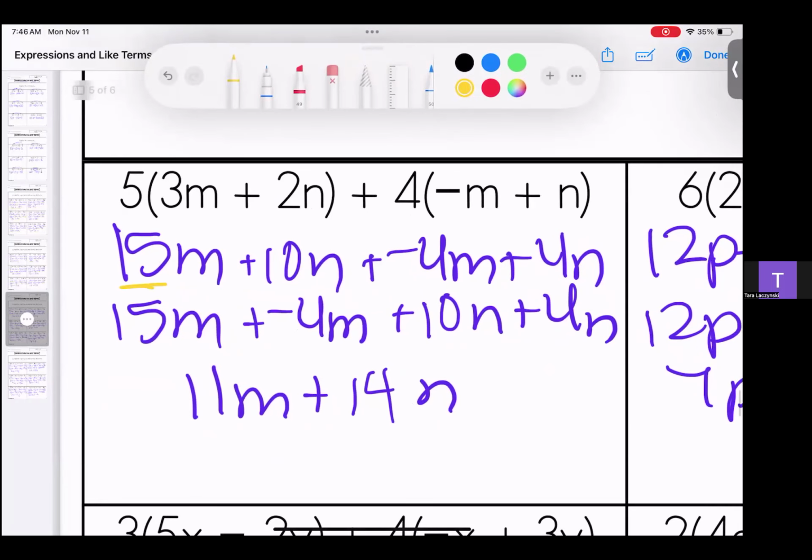5 times 3 is 15. 5 times 2 is 10. 4 times 1 is 4. 4 times 1 is 4. 1 negative. 15 minus 4 is 11. Bigger numbers positive. 10 plus 4 is 14.